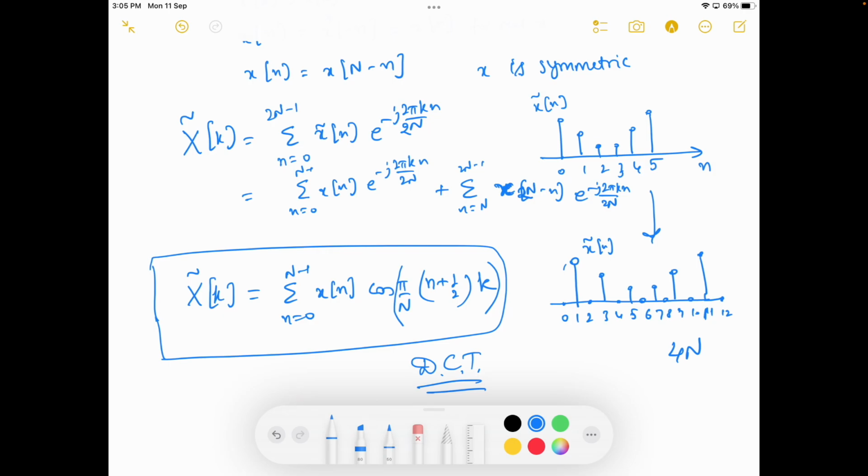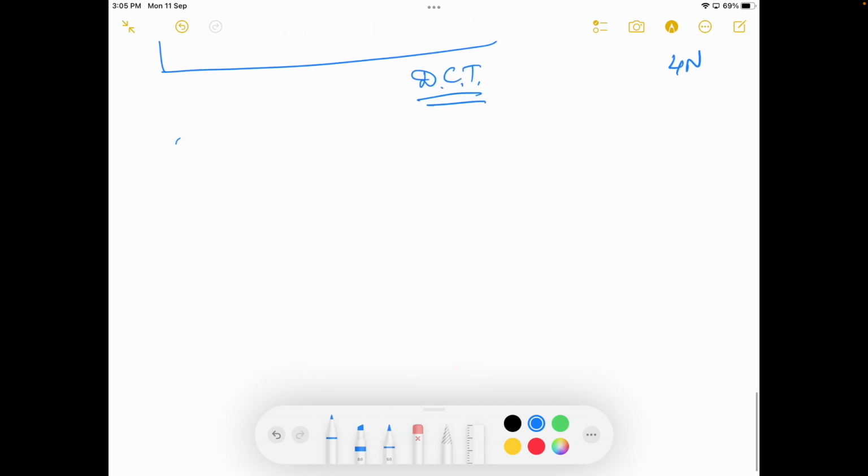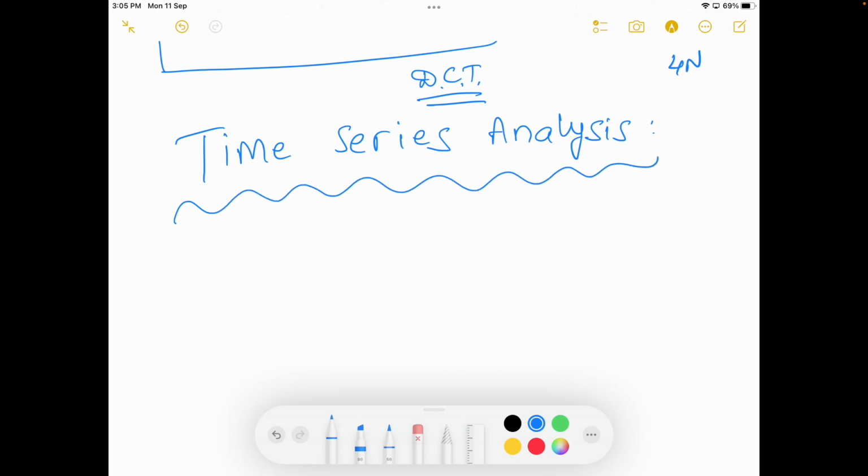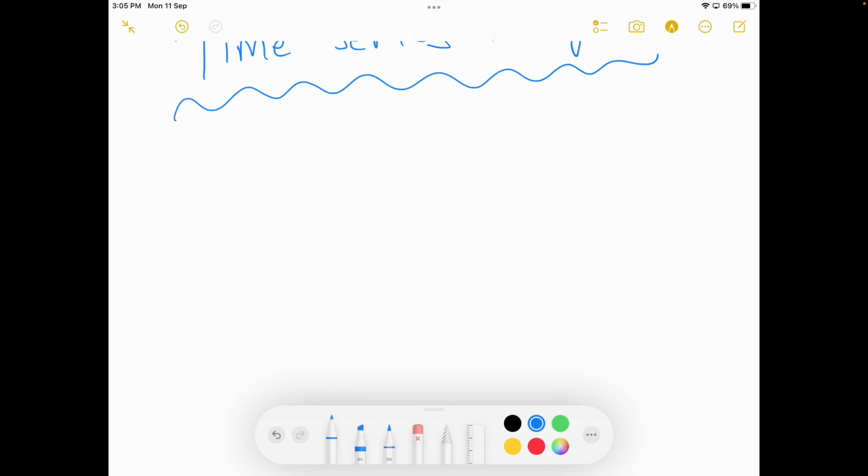Now we will see the next topic, which is time series analysis. To teach time series analysis, I would like to motivate you with Z-transforms. We have seen DFT, we have seen DTFT. Now we are going to see Z-transform. And Z-transforms are very good for real-time processing. I'll show you how.